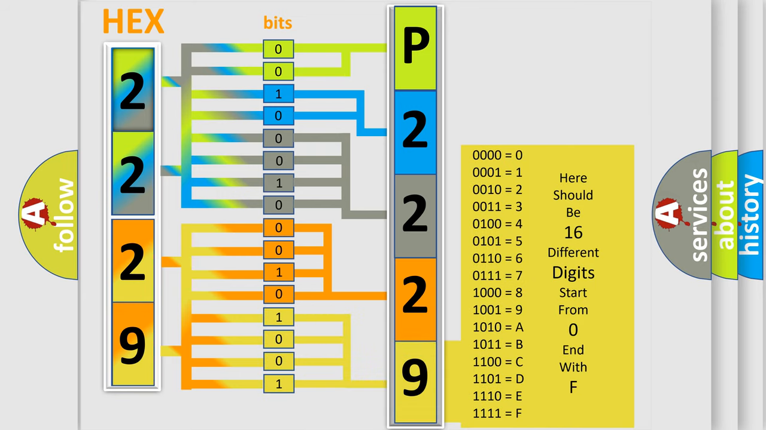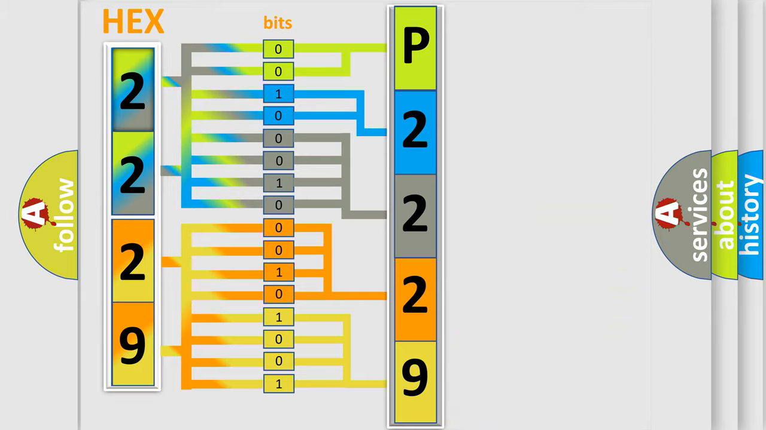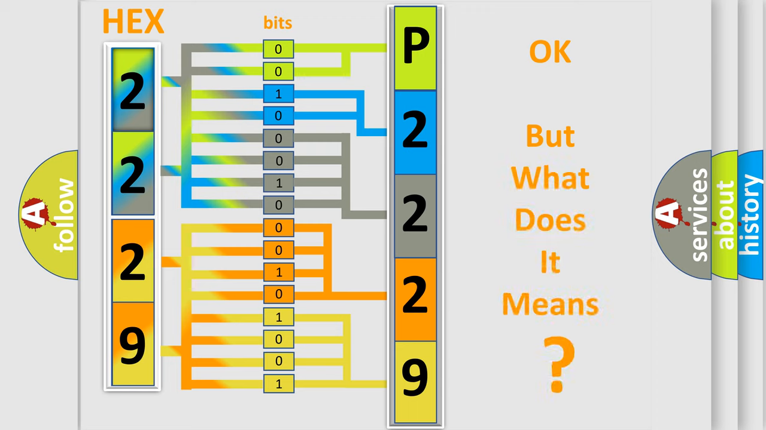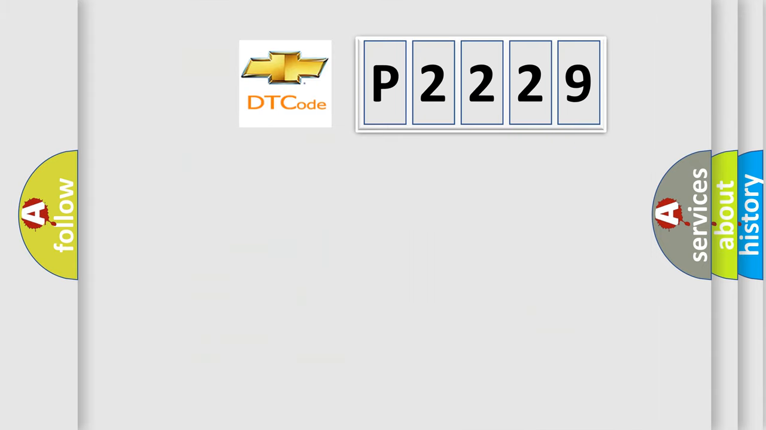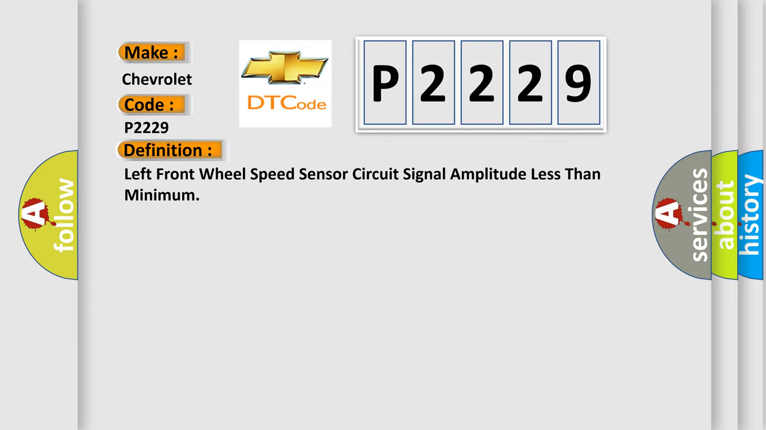We now know in what way the diagnostic tool translates the received information into a more comprehensible format. The number itself does not make sense to us if we cannot assign information to what it actually expresses. So, what does the diagnostic trouble code P2229 mean specifically for Chevrolet? The basic definition is: left front wheel speed sensor circuit signal amplitude less than minimum. And now this is a short description of this DTC code.